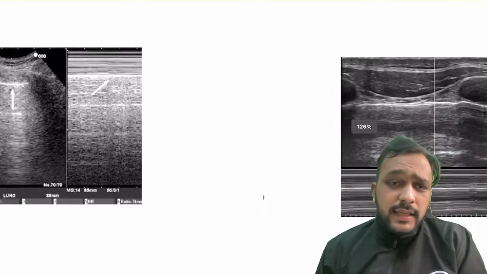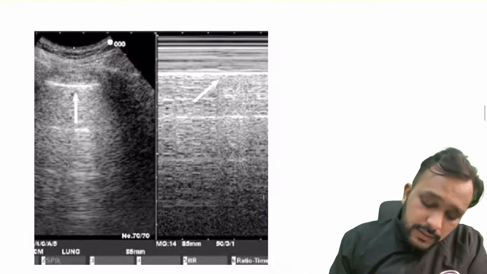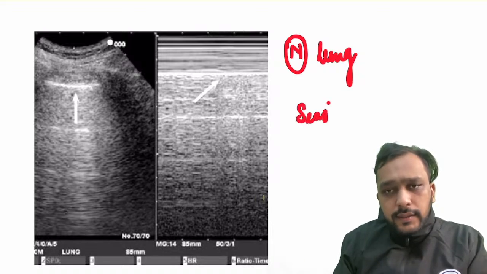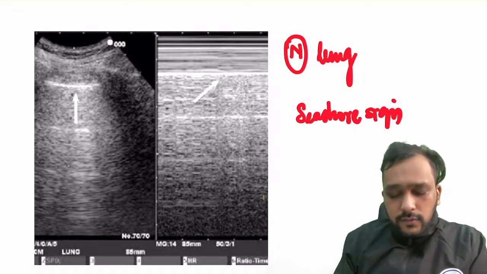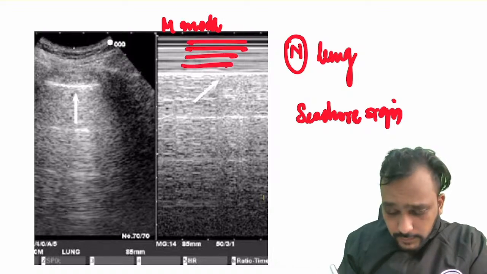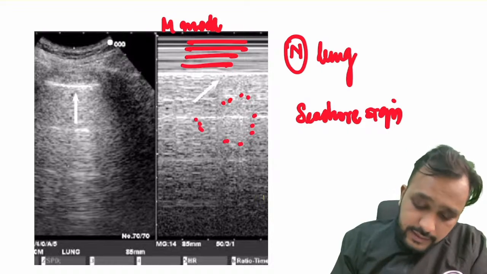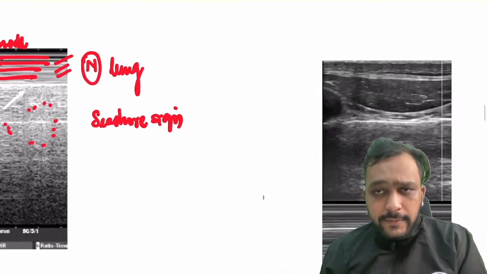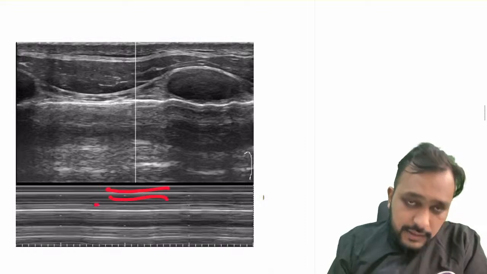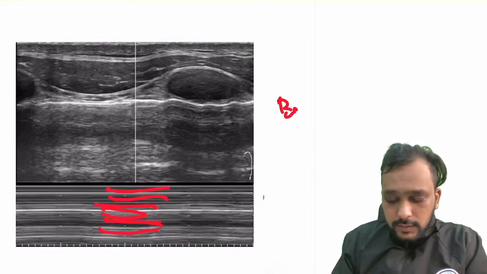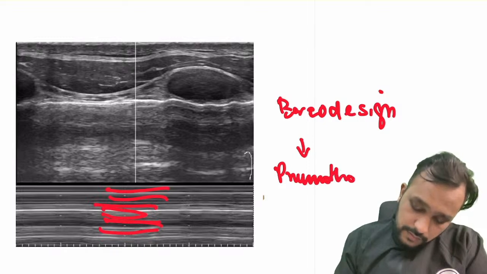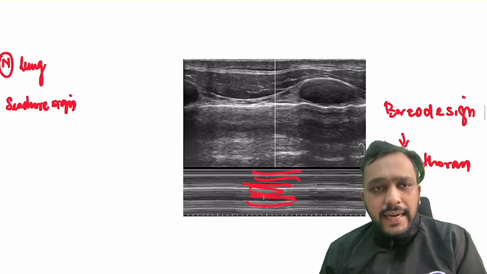Now let us have a look at the lung imaging findings. Okay, so in a normal lung, what happens? We are going to get this seashore sign. So this is seen on M mode ultrasound, and we can see that there are multiple dots, and these are the waves of the sea which give this appearance, the seashore sign, right? Whereas in a patient with pneumothorax, you will see multiple parallel lines giving the appearance of a barcode. So this barcode sign will be seen in a patient with pneumothorax, right? Barcode sign and seashore sign.